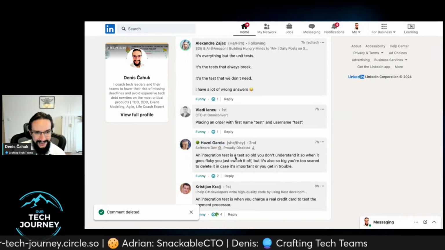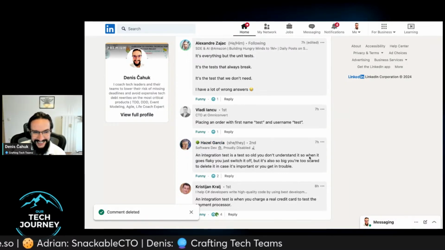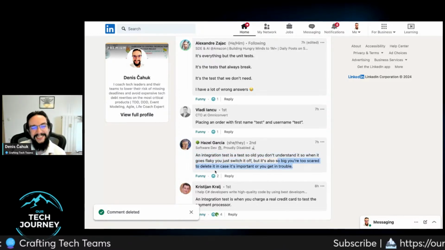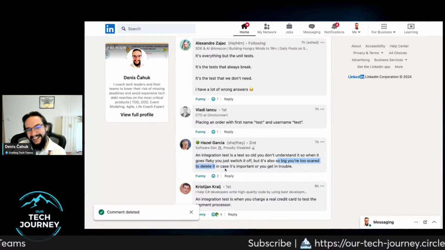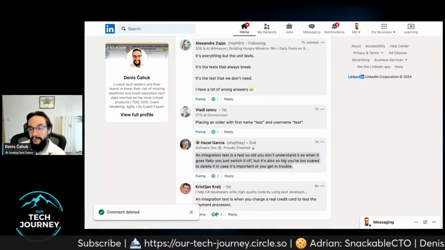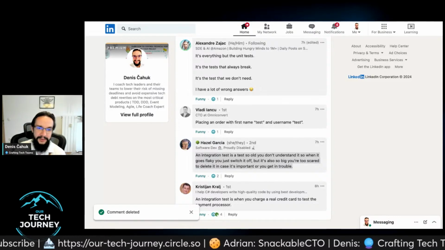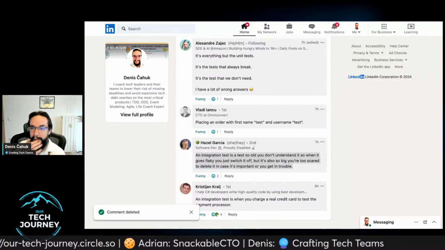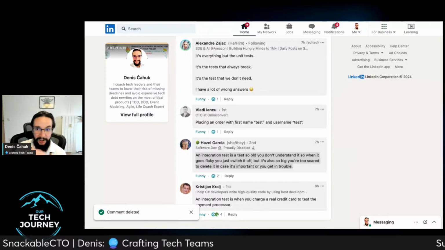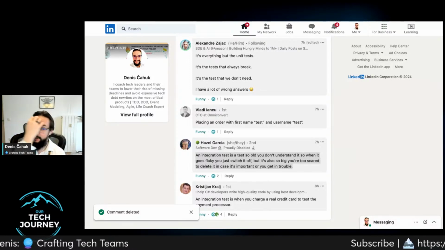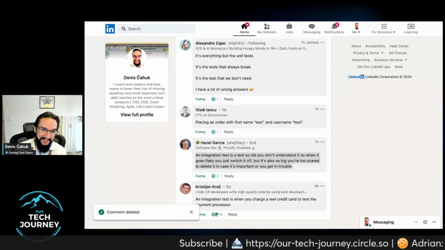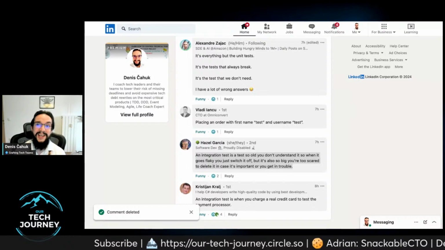Hazel mentions an integration test is a test so old you don't understand it. So when it goes flaky, you just switch it out. But it's also so big you're too scared to delete it in case it's important or you get in trouble. I hate these flaky tests. When I'm coaching teams, flaky tests we aggressively remove from the code base. I'm really religious about flaky tests. You saw me even with Adrian on his pet project. I saw a flaky test. I was like, we're either fixing this or removing it, because it doesn't help me.